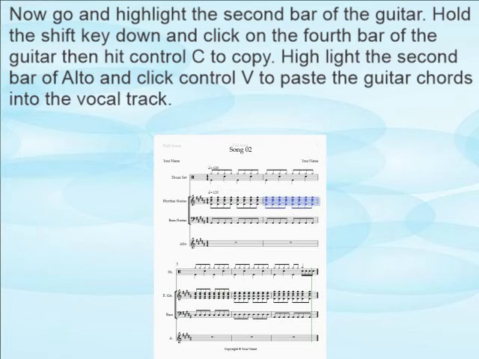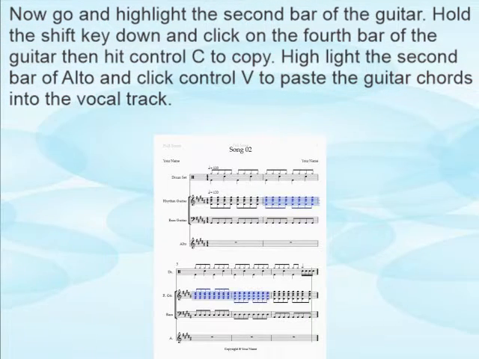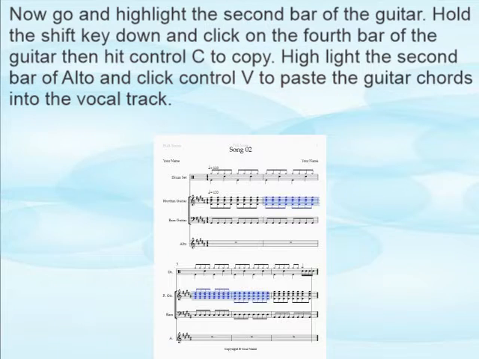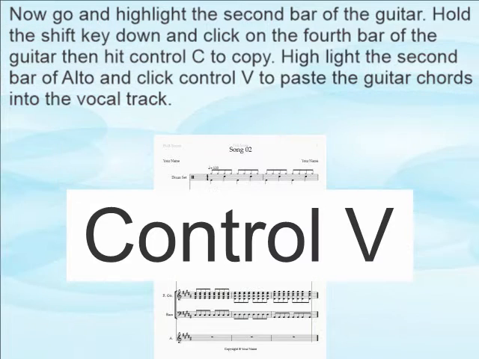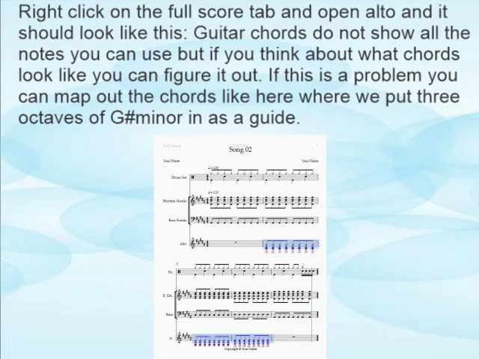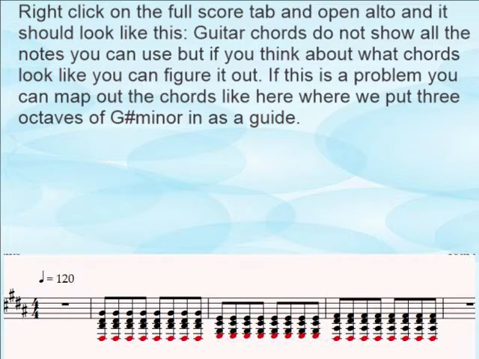Now go and highlight the second bar of the guitar. Hold the shift key down and click on the 4th bar of the guitar, then hit Control C to copy. Highlight the second bar of the alto and click Control V to paste the guitar chords into the vocal track. Right click on the full score tab and open alto, and it should look like this.